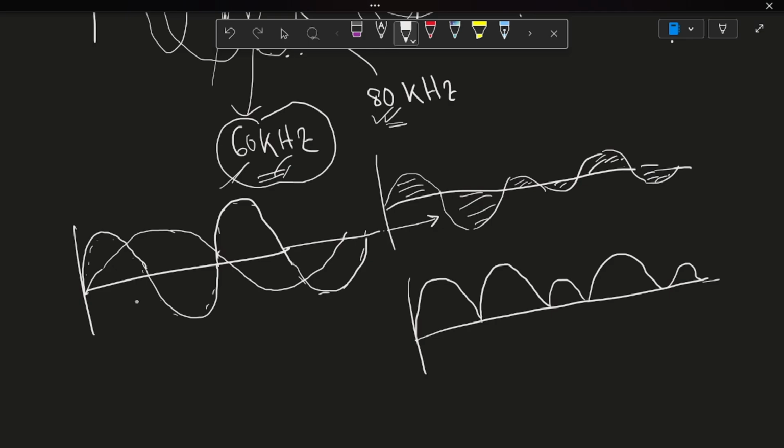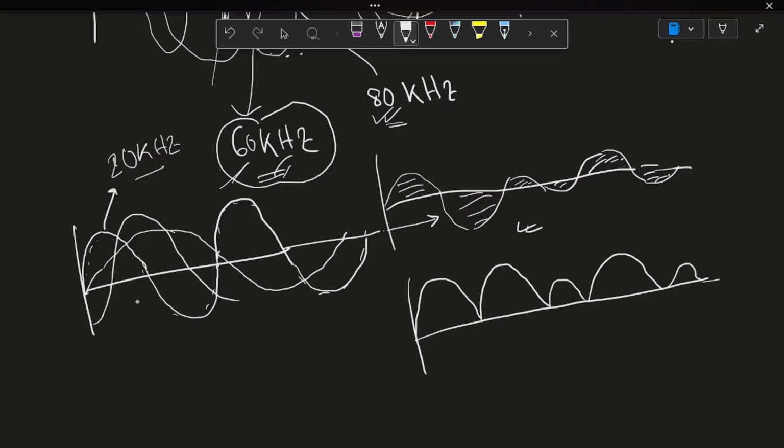Also, suppose this value is 20 kilohertz. Now you can consider a cosine wave also, of 20 kilohertz. If you multiply your original signal with this 20 kilohertz cosine signal and calculate the area, in that case you will also get 0.